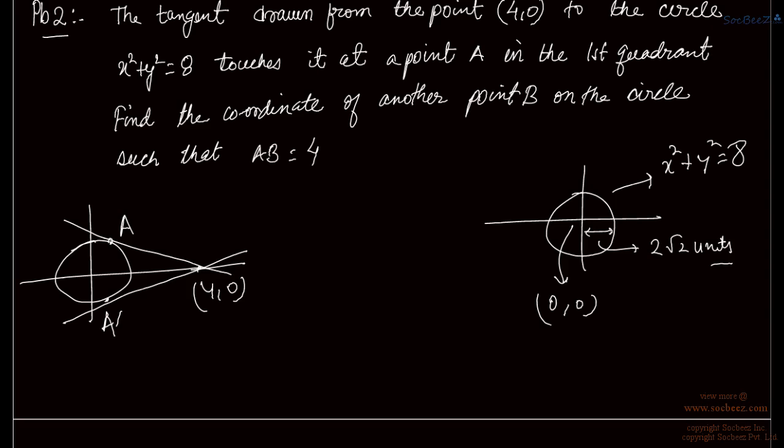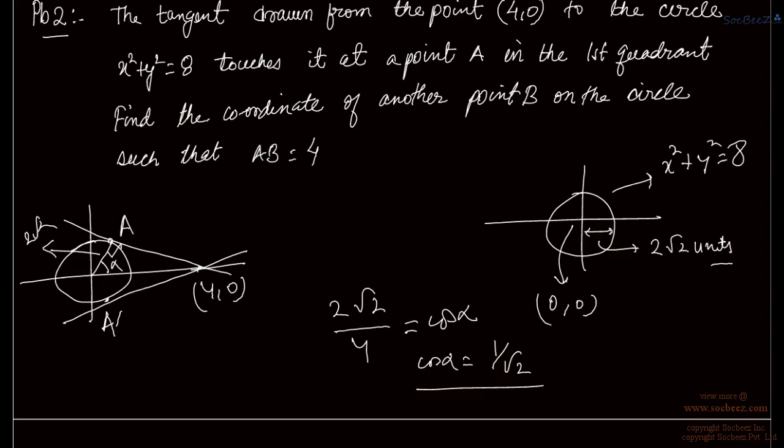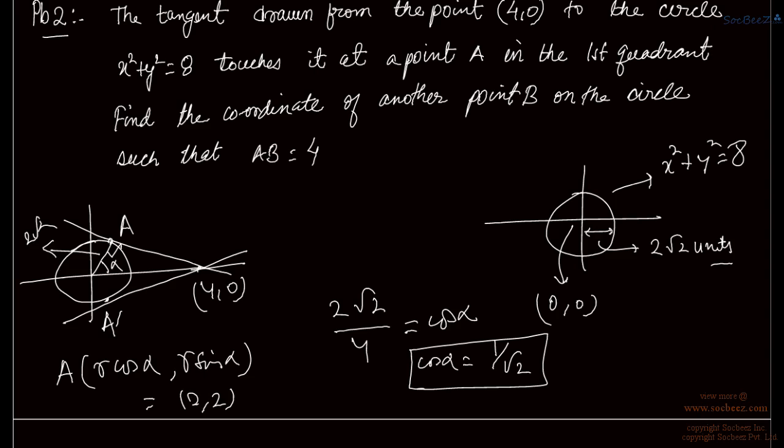So let us first find the coordinate of point A. This is 90 degrees because this is a tangent, and the length of the radius is given as 2 root 2. So we have this angle, say this is angle alpha. So we have 2 root 2 upon 4 is equal to cos alpha. So we have now found cos alpha is equal to 1 by root 2, right? So now we have the coordinate of point A. Point A must be r cos alpha, r sin alpha, where r is 2 root 2. 2 root 2 times 1 by root 2 is 2. So the coordinate of point A is nothing but (2, 2).